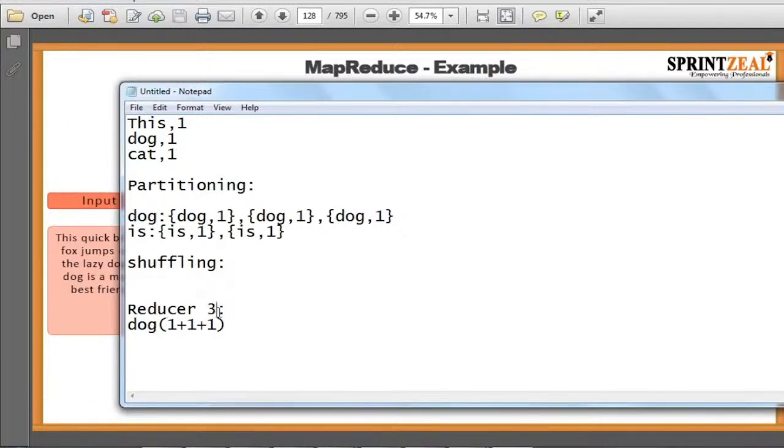So if reducer 3 is dealing with the key dog, all this data has to go there. Usually it will be like this: reducer 1, and let's say there is a reducer 2, and the key it is dealing with is is. This reducer is dealing with dog, so all the dog data has to go to it. This is what the shuffling will ensure. In reducer 2 all the is data goes to this one, so it will be getting is, and it will be doing 1 plus 1.